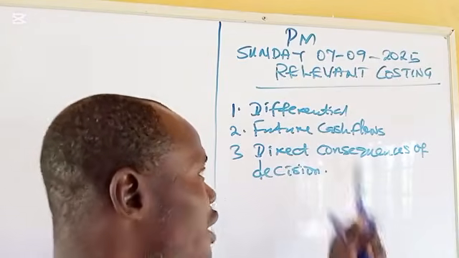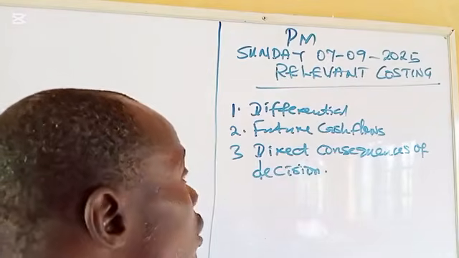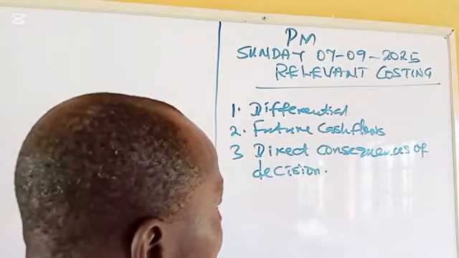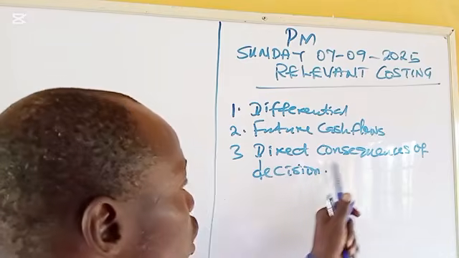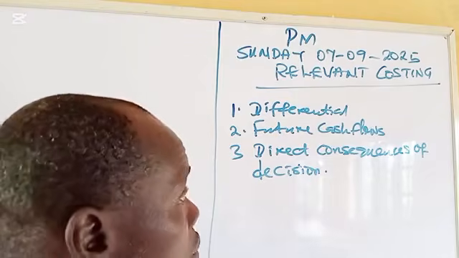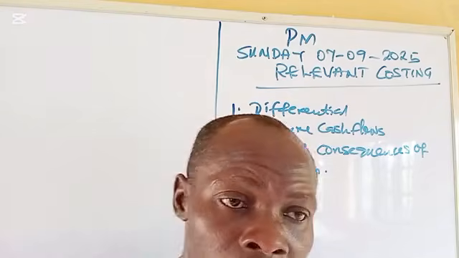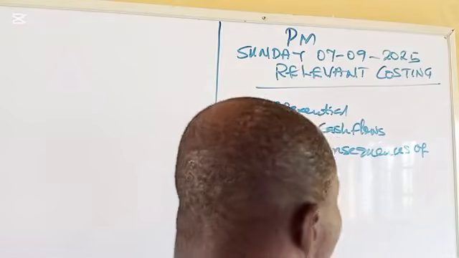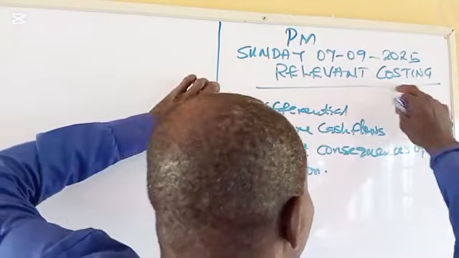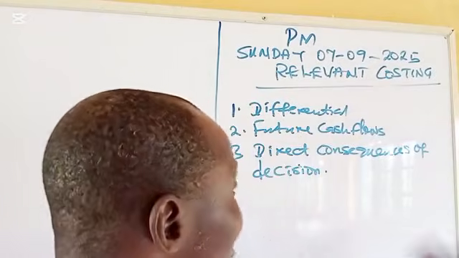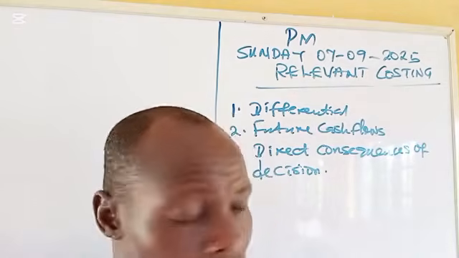Relevant costs are differential future cash flows that arise in direct consequence of a decision. It means all costs that are relevant in decision making must possess these features. Costs that do not meet these criteria are not relevant.